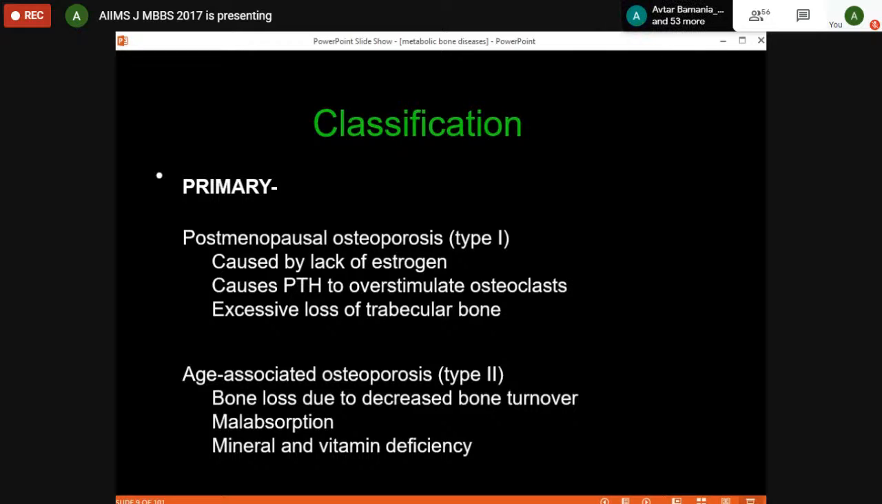Primary osteoporosis includes postmenopausal osteoporosis, called type 1. That is because of lack of estrogen, which causes parathyroid hormone to overstimulate osteoclasts, causing excessive loss of trabecular bone. The other one is age-associated osteoporosis, called type 2, where bone loss is due to decreased bone turnover, malabsorption, and mineral and vitamin deficiency.